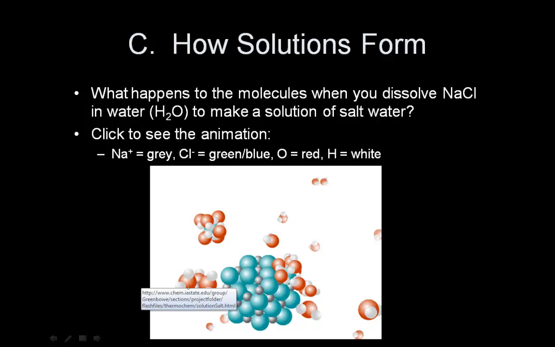Water, oxygen is the red, and the gray ones are hydrogens. What you see is that the sodium chloride is dissolved when several waters gang up on one of the chlorines and pull it away. So that's what they're doing here. They're ganging up on one chlorine and pulling it away. Or they gang up on one sodium and pull it away. So a solution is formed when bit by bit the solvent breaks up the solute.